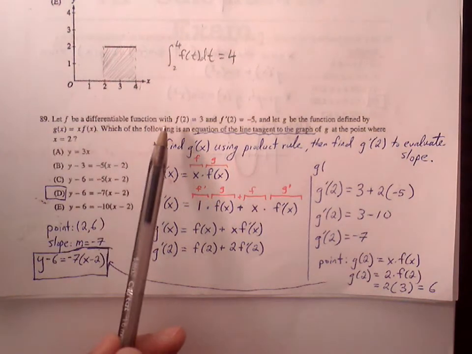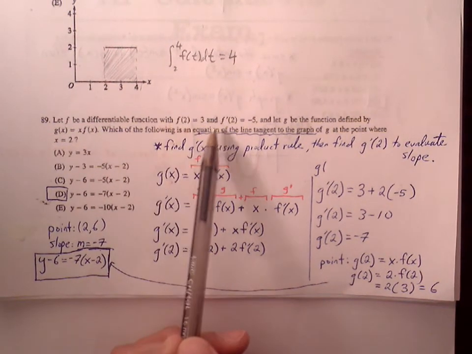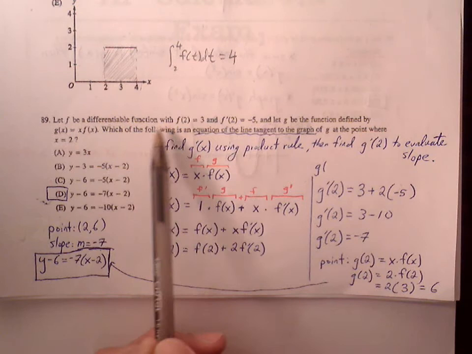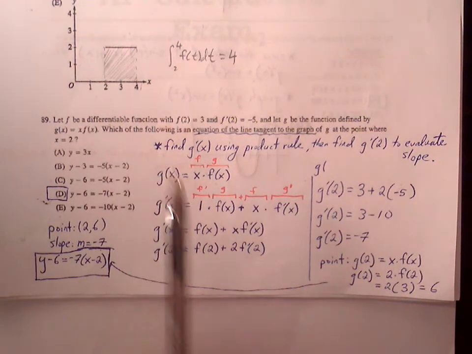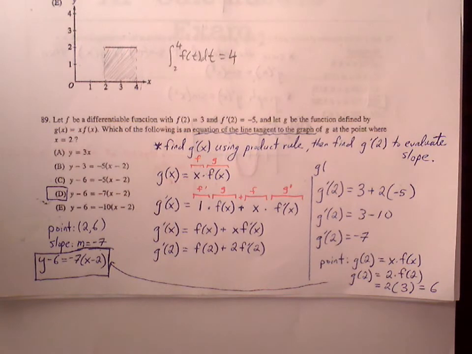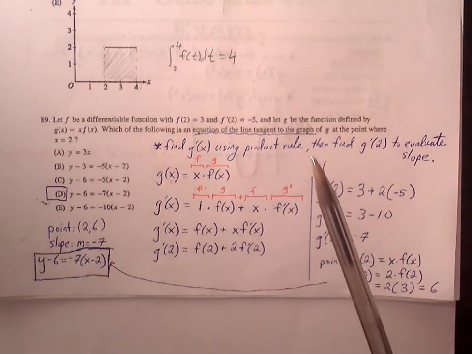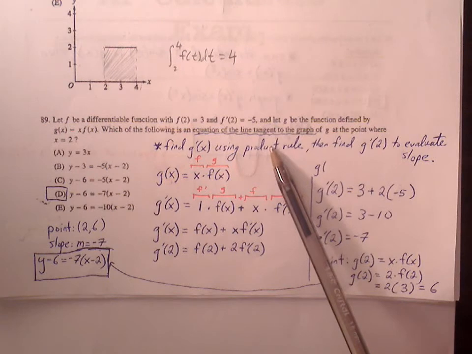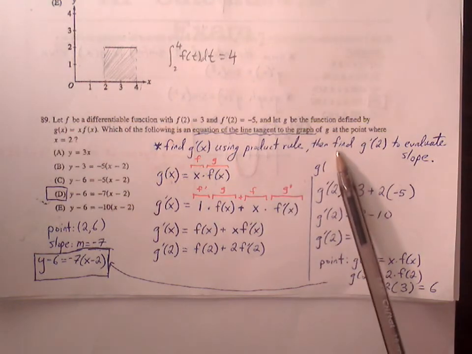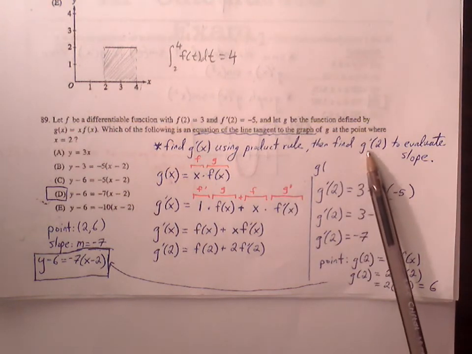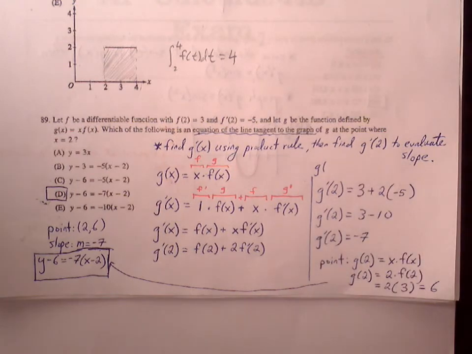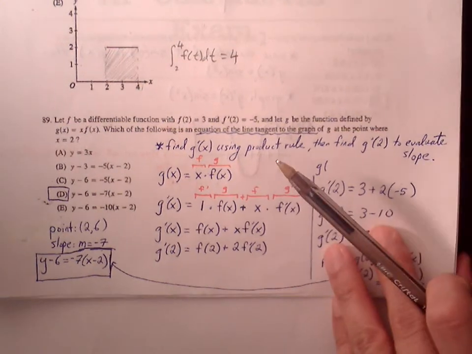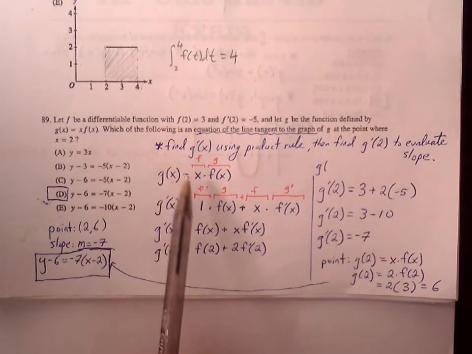Okay, we have a differentiable function, f of 2 equals 3, f prime of 2 equals -5. g of x is defined by x times f of x. Which of the following is a tangent line equation? So to find the tangent line equation, we're going to find g prime. We'll use the product rule to find g prime, then evaluate the slope of the g graph by plugging in 2 into g prime. Once we have our ordered pair and our slope, then we can do point slope. But first, let's find the derivative.